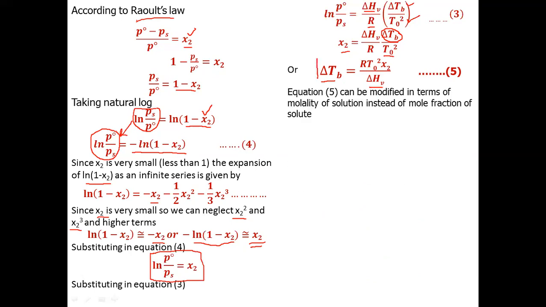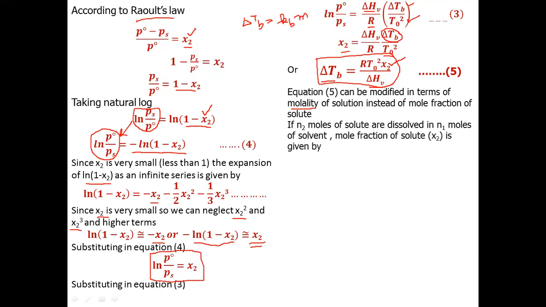So this expression gives the relation of elevation in boiling point to the mole fraction of solute. But we can still modify this equation in terms of molality, as we have to derive the relation delta Tb is equal to Kb into m. We have to make this equal to molality. Now let us see how we can do it.